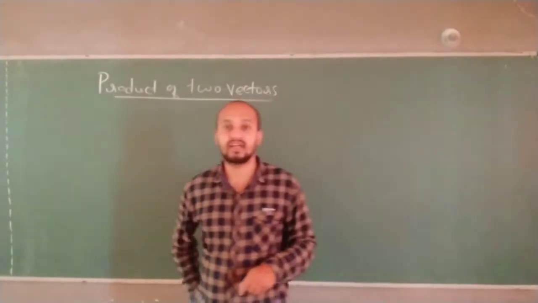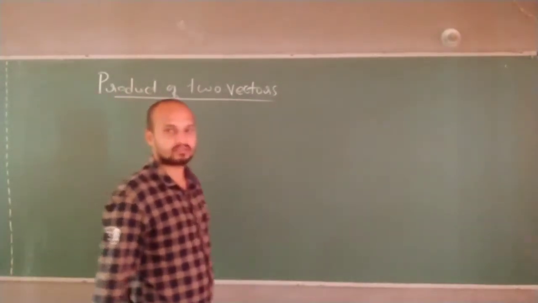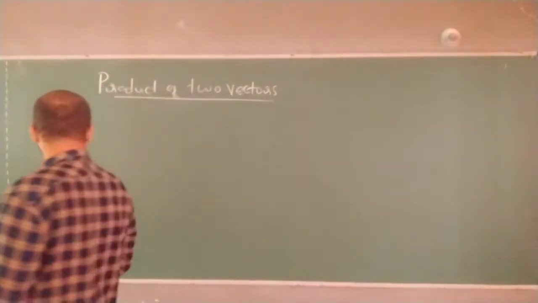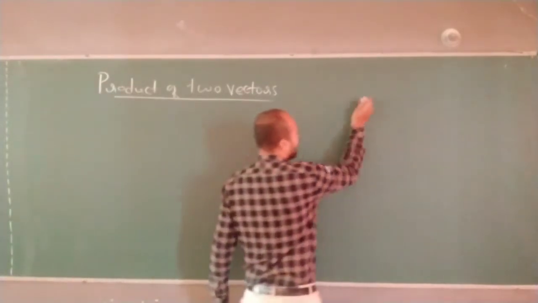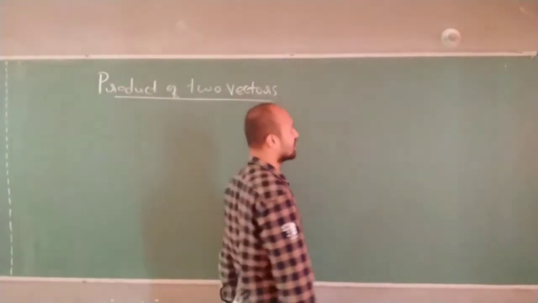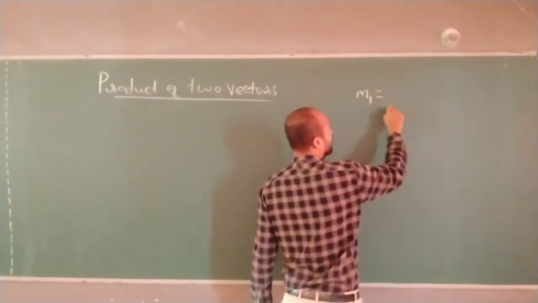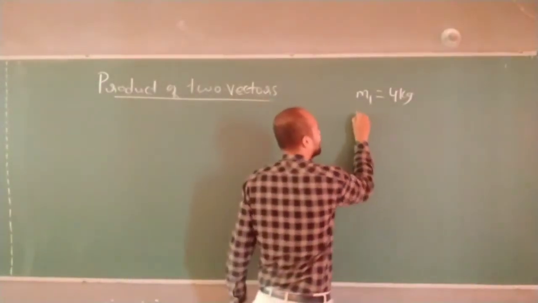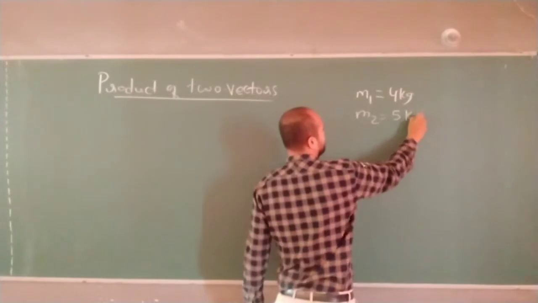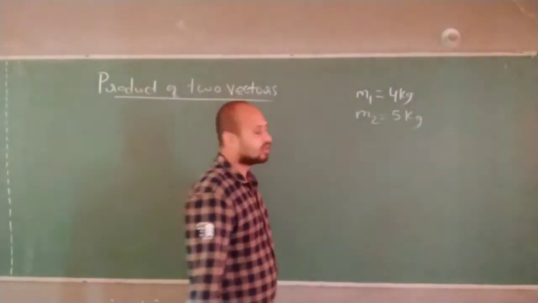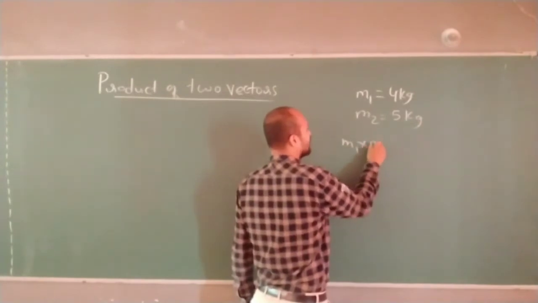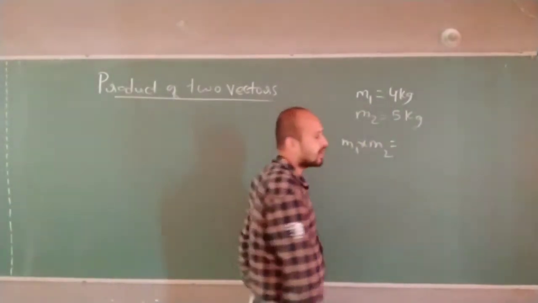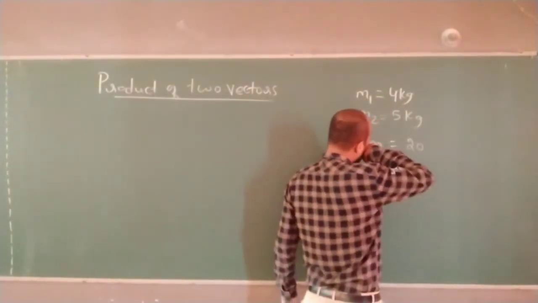Now we are going to study the product of two vectors. Here also, in the same manner, I will give you an example. Suppose I take a scalar quantity, mass. Let's say m1 is 4 kg. This is a scalar quantity. Let us say m2 is 5 kg. Now if I make m1 into m2, you will tell it very easily. How much is it? 4 into 5, that is 20.